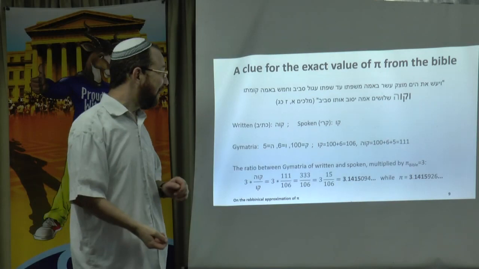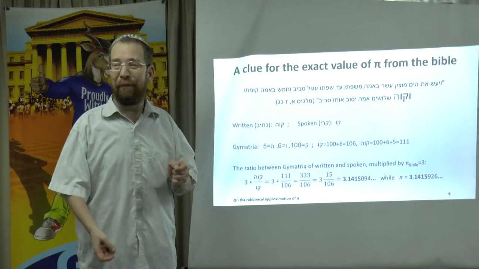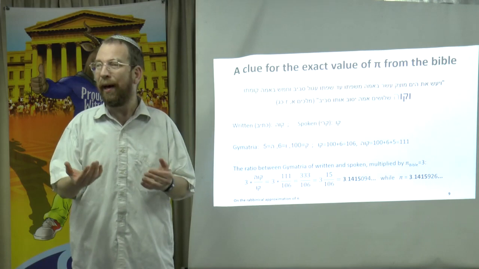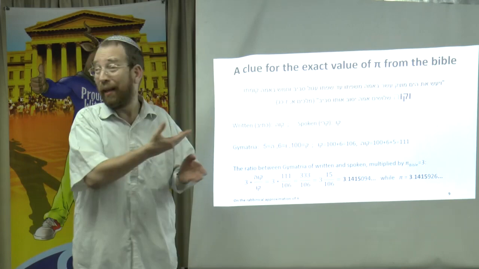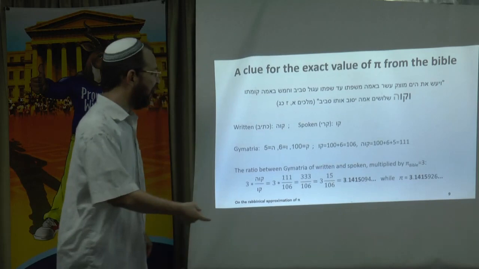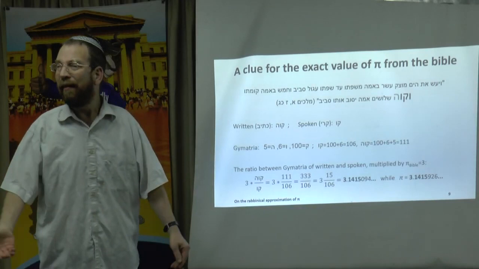So the idea is to take the gematria of the word kave and of the word kav, and the relation between their gematria should tell us something about the relation between pi and phi, which is mentioned in the verse. So if we compute the gematria of kave, it is 111, and if we compute kav, it is 106.